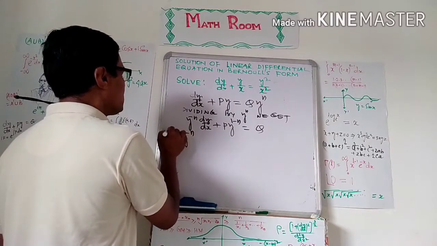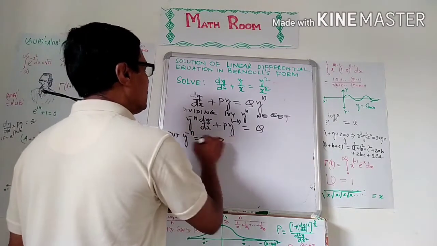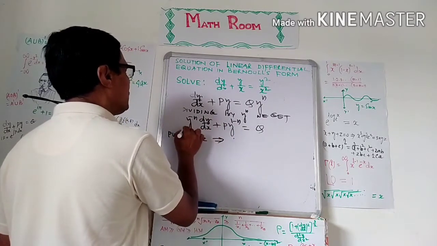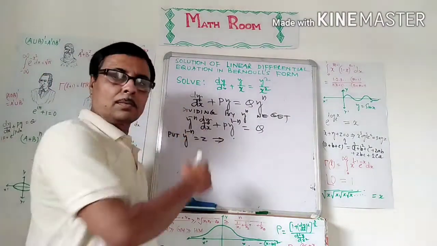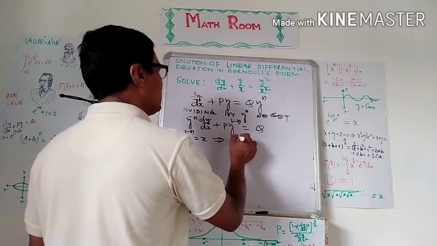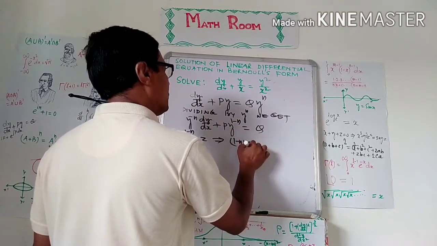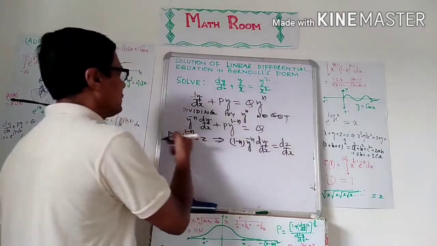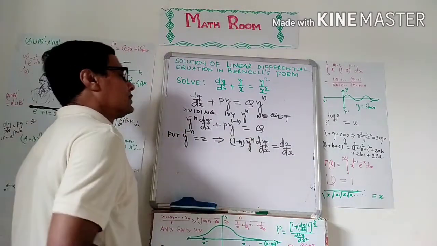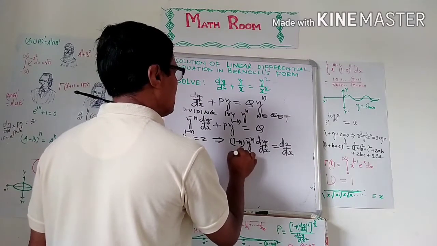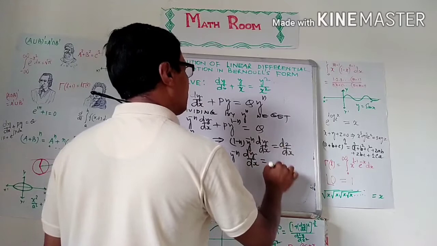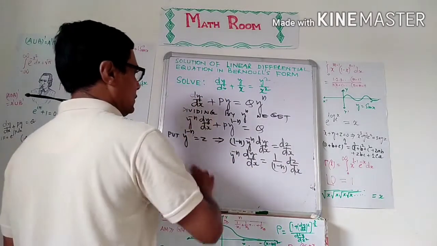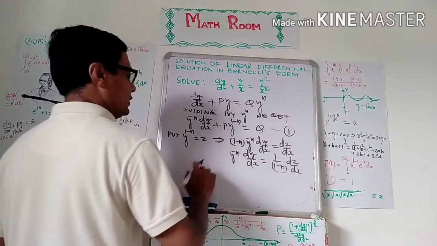Now, if we put y^(1-n) equal to z, after differentiation of this equation, we get (1-n) y^(-n) dy/dx = dz/dx. So y^(-n) dy/dx = 1/(1-n) dz/dx.